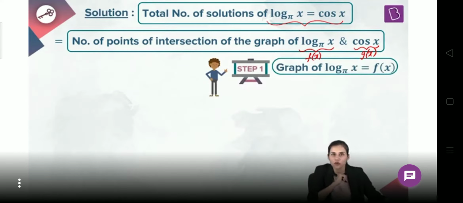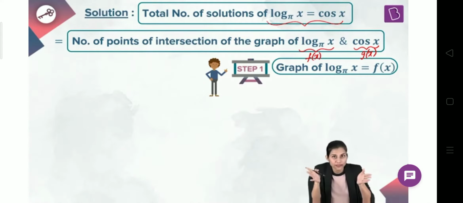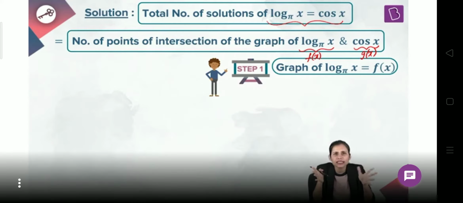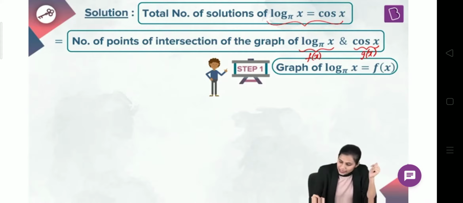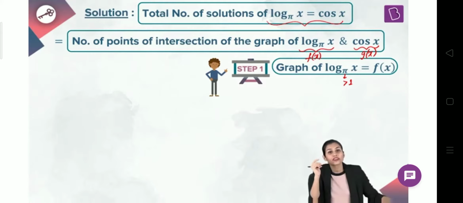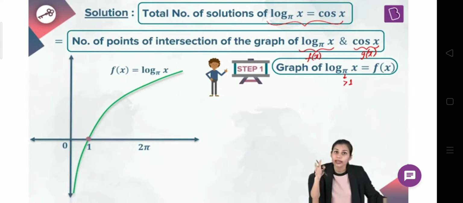First step is plotting the graph of f individually. F is nothing but log x to the base pi. Now you know as a matter of fact that the graph of log has two variations. One corresponding to base being greater than 1, other corresponding to the base being strictly sandwiched between 0 and 1. Right now the base is pi, which is approximately 3.14, which is obviously greater than 1. That means the graph of log x to the base pi will look like this.